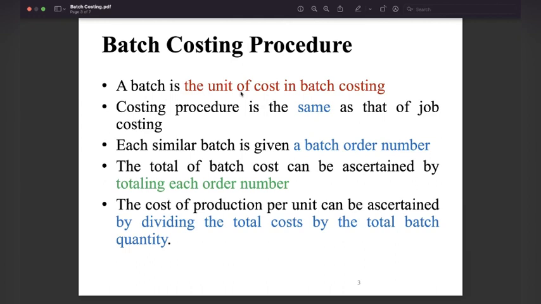Okay. The cost of production per unit can be ascertained by dividing the total costs by total batch quantity. So we will do some exercises, then you will understand properly. Just read this again. The last point is very important. Read it.